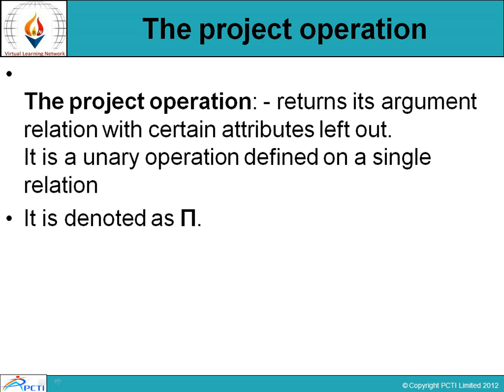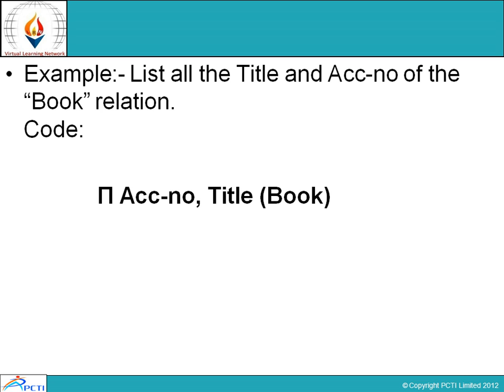It is a unary operation defined on a single relation. It is denoted by the symbol pi. The select operation was denoted by sigma and this is denoted by the symbol pi. Now consider an example. List all the title and account number of the book relation.